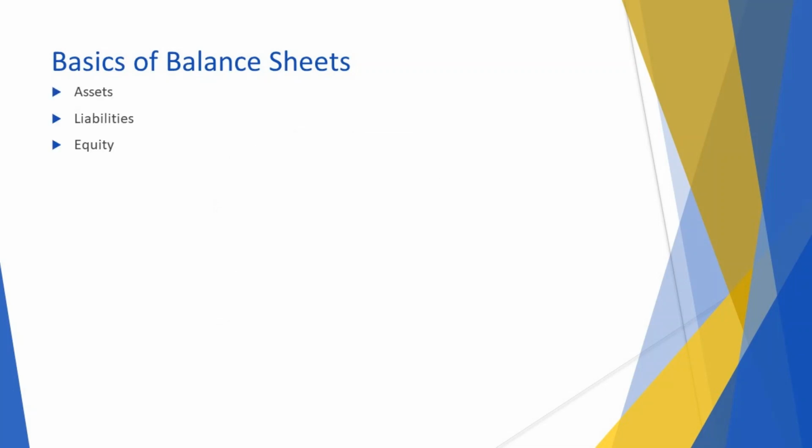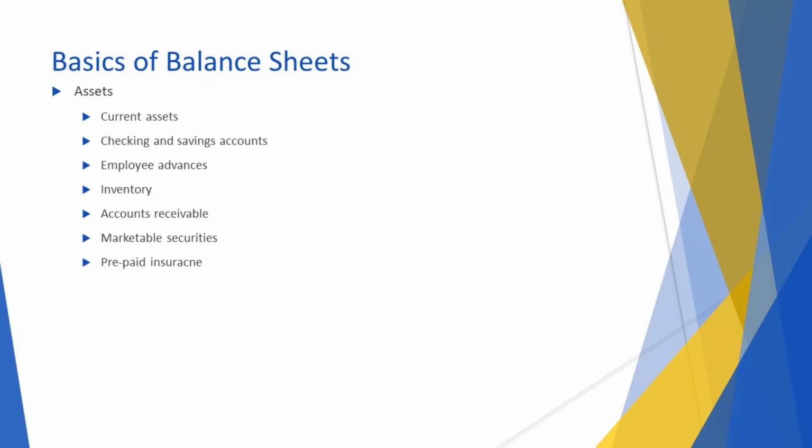Before you can prepare a balance sheet, you need to understand what goes on it. There are three main sections of a balance sheet: assets, liabilities, and equity, in that order. From there, each section is broken down into different types of assets and liabilities.